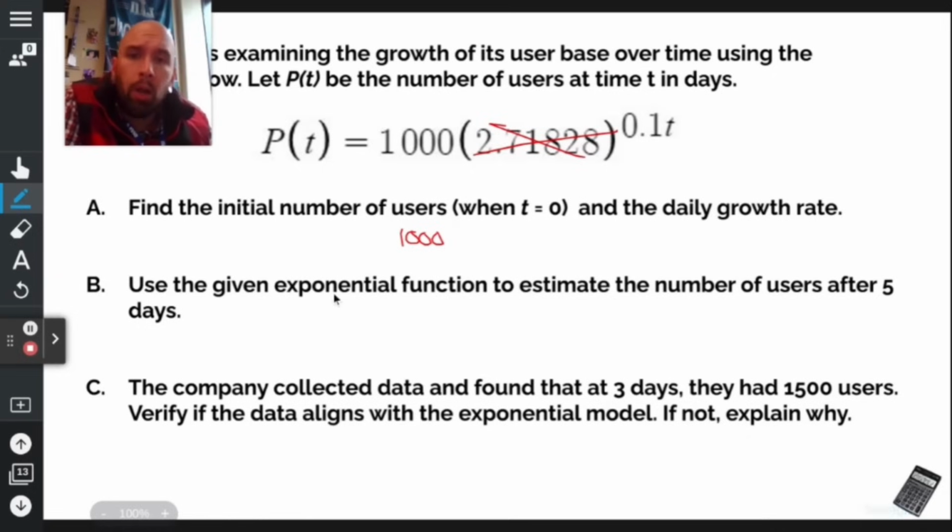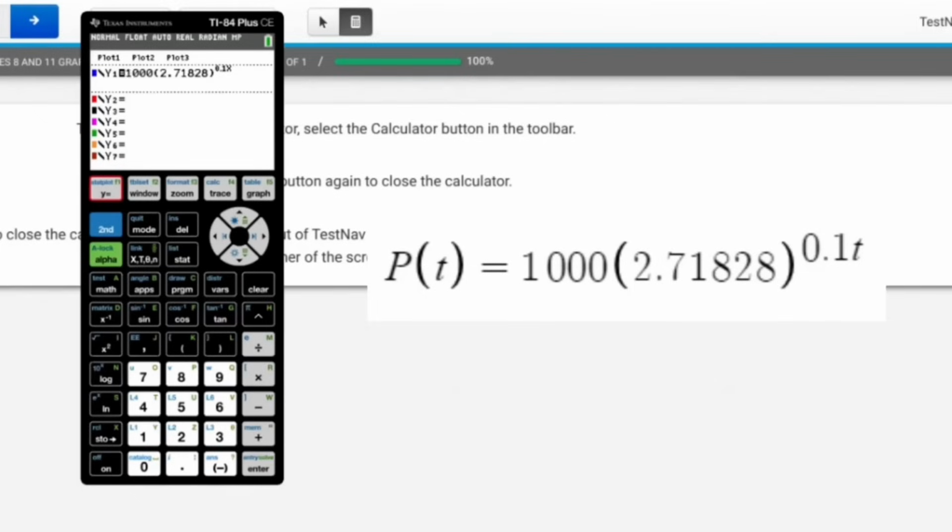I have an exponential function. I'm going to use that guy to plug in 5, see what happens. B, use the given exponential function to estimate the number of users after 5 days. Well, t is 5 in this case, so x is 5. So I'm going to hit second, calc, value. I'm going to plug in 5, enter, and it's going to be 1,648.7 blah, blah, blah.